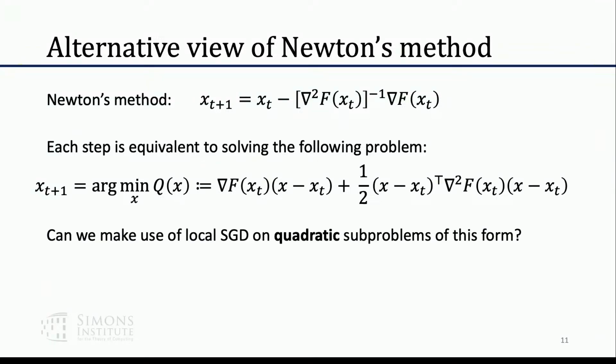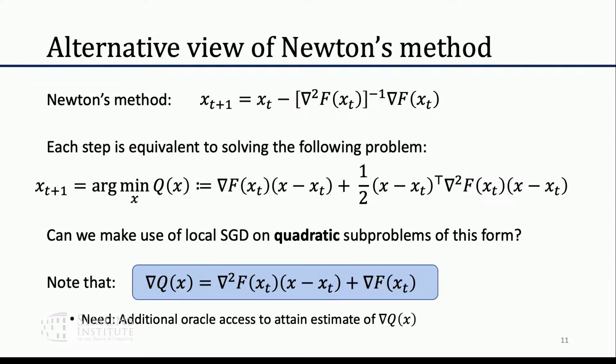Again, going back to our observation that local SGD works well for quadratics, here's a particular quadratic defined locally for our function. Can we use local SGD on quadratic subproblems of this form? One thing to note is that the gradient of this subproblem is something like the Hessian times some vector plus the gradient at x_t. So if we have some stochastic gradient oracle access for our function f, then maybe we could use that to get this part of the gradient of q.